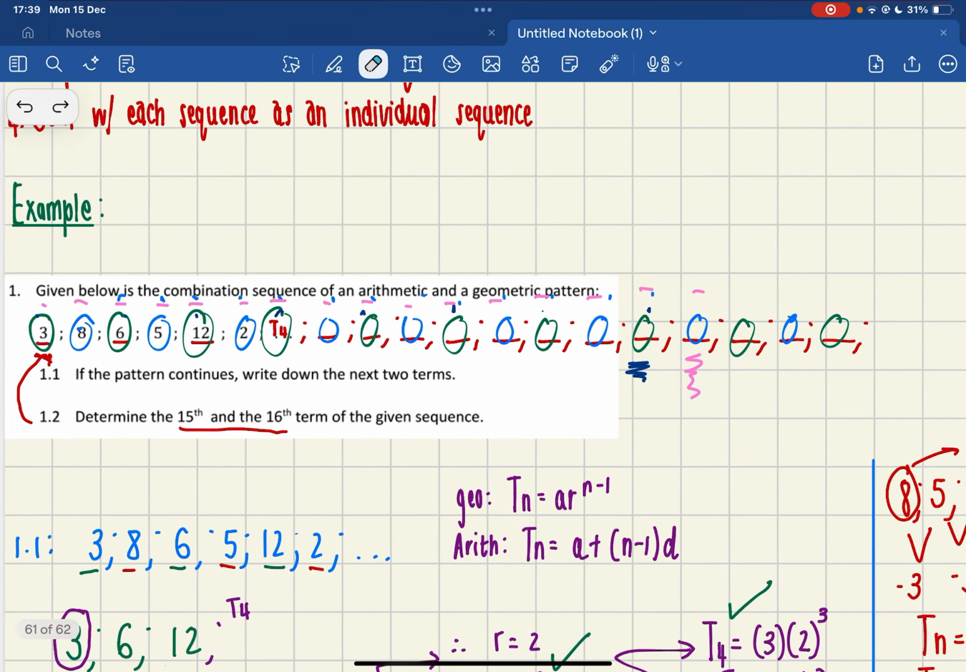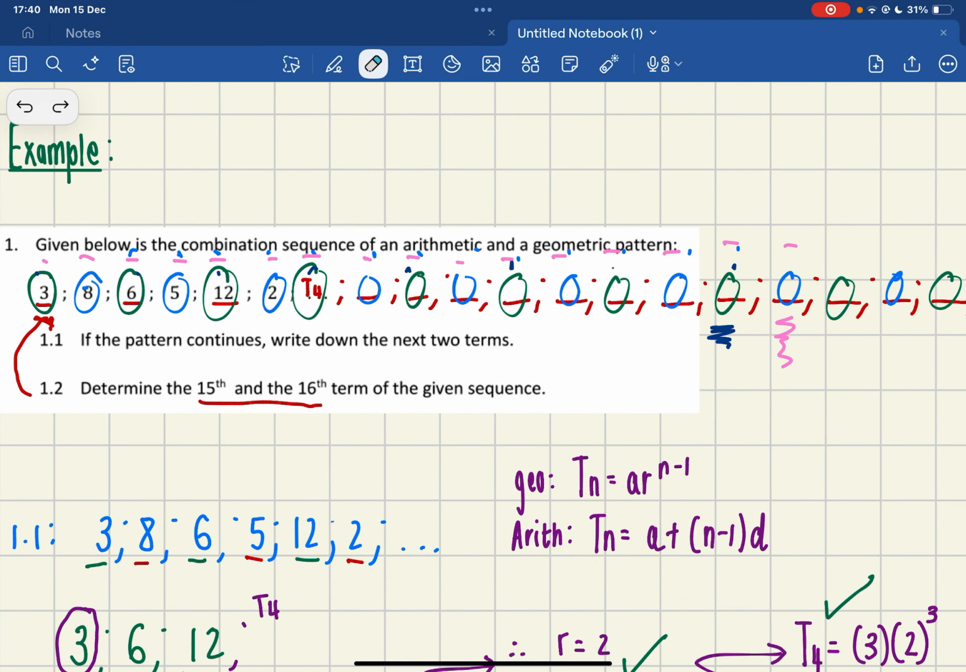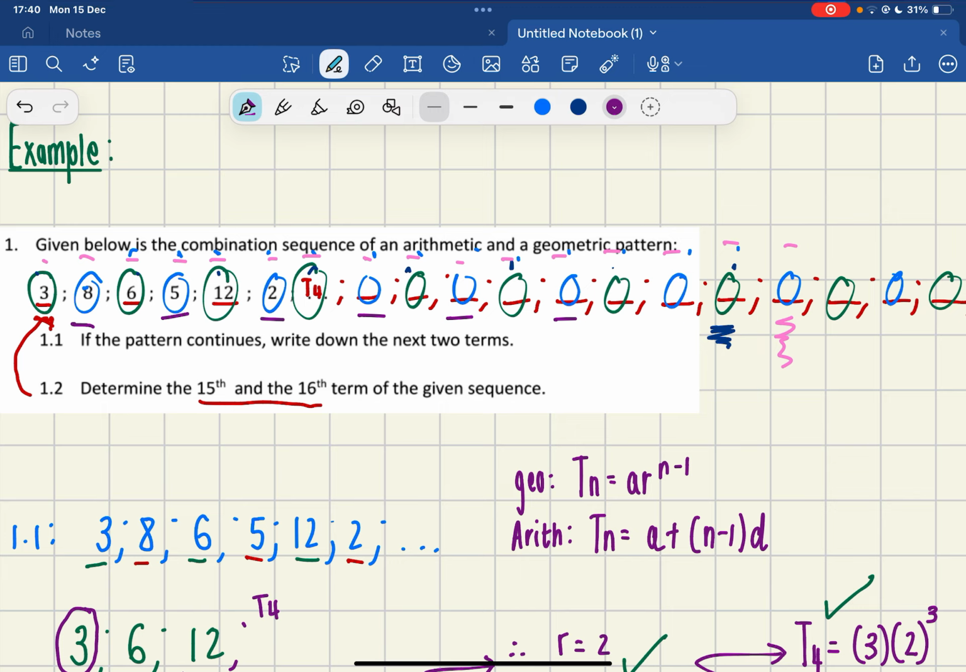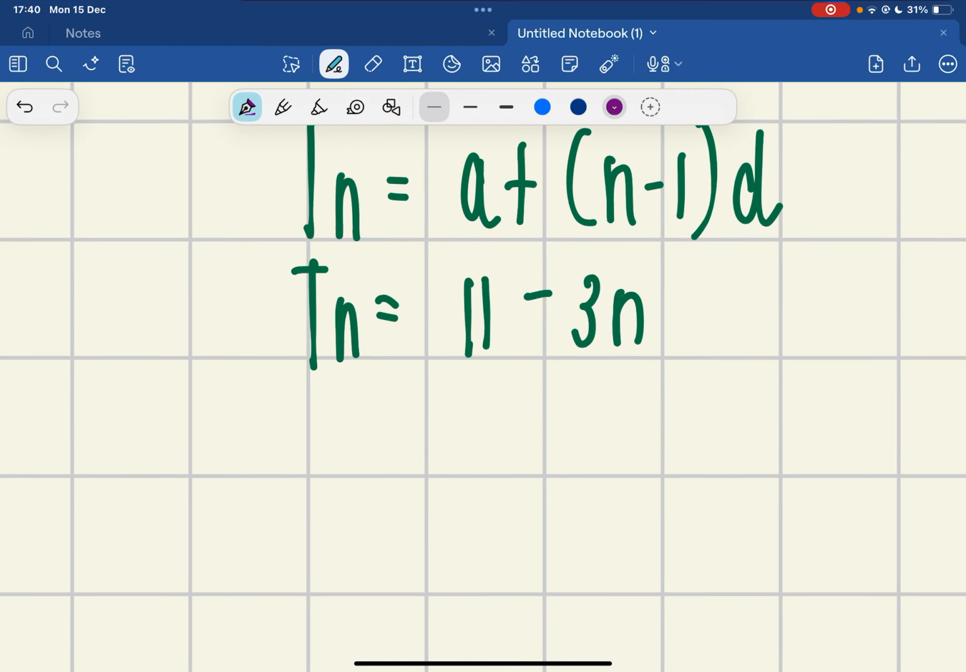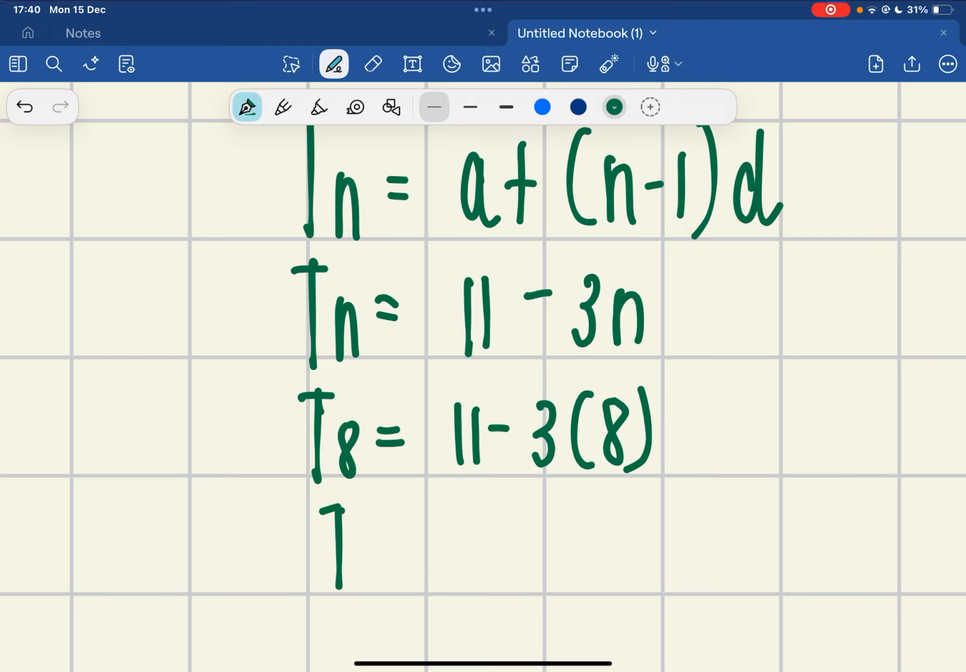So what we do is we go back, and I'm going to use a different color. What position is it in our arithmetic sequence? So we just focus on blue now. 1, 2, 3, 4, 5, 6, 7, 8. So it's T8. So we therefore say T8 is equal to 11 minus 3 multiplied by 8.